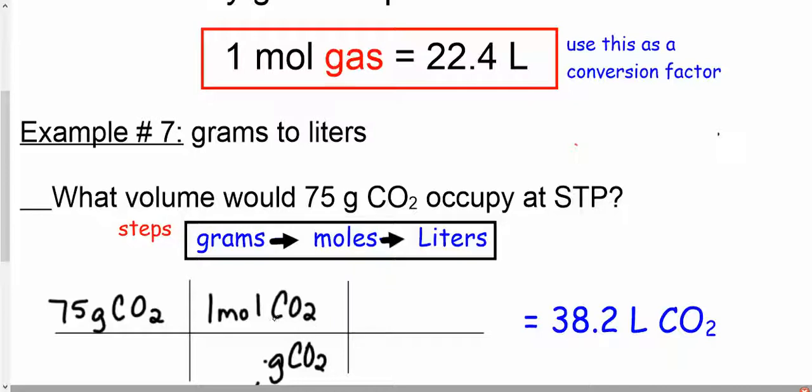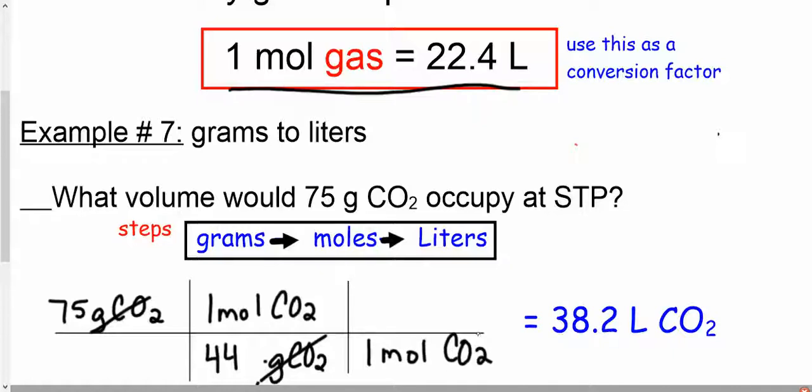I can cancel out my grams. Now that I'm in moles of carbon dioxide, I will use this conversion factor. I will put 1 mole on bottom to cancel out with 1 mole here. And I know that 1 mole has a volume of 22.4 liters as long as we are at STP. Since these are equal, I can multiply by them. Cancel our moles. 75 times 22.4 divided by 44 gives us 38.2 liters carbon dioxide.